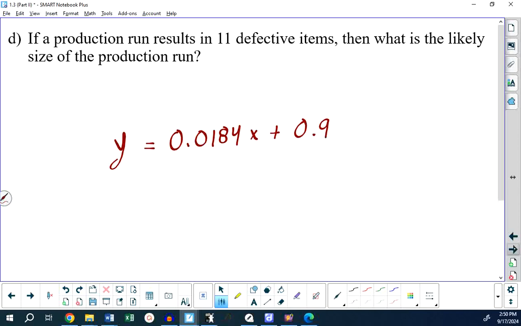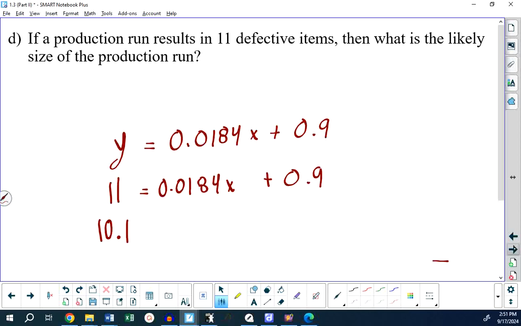Is that 11 going to go in for y or x this time? Y, because that's the number of defective. So we put 11 here. And everybody should know how to solve this equation. You're going to subtract 0.9 and then divide by that 0.0184. So if I subtract the 0.9 first, can you people out there with the calculators let me know if you get 10.1? When I subtract the 0.9 from 11?